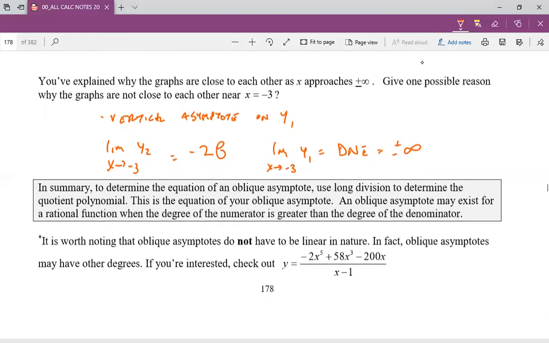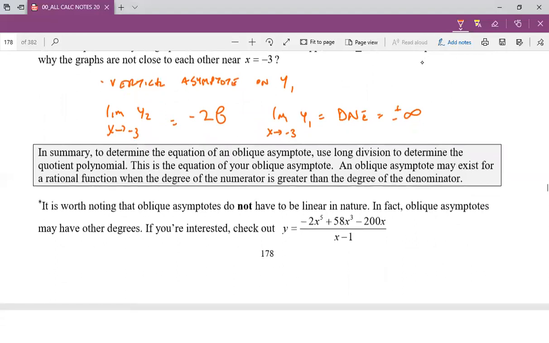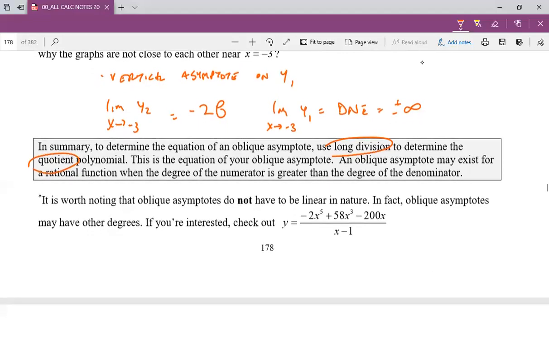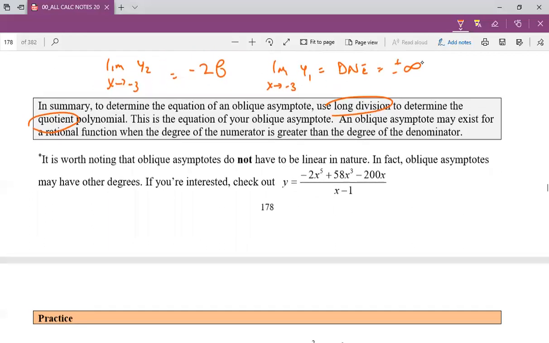All right, so just to sum this up, to find the equation of the oblique asymptote, we're going to use long division to find the quotient. That ends up being the critical piece. Use long division or synthetic division. Long division is probably a more powerful tool because it works in places that synthetic division doesn't. This is the equation of your oblique asymptote. It may exist for a rational function when the degree of the numerator is greater than the degree of the denominator.